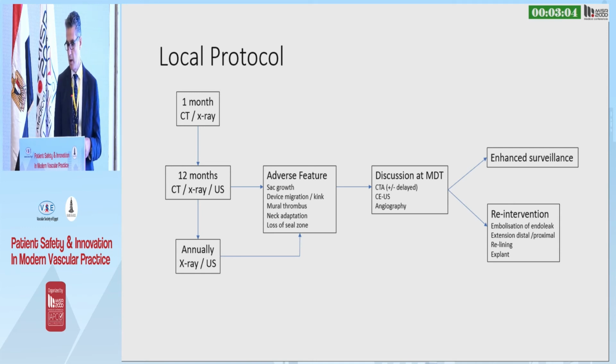If there is a decision to do something, they are investigated further, or it's obvious. Often there's a decision to do nothing because the seal zones aren't compromised. For example, the most common scenario is that the sac's still growing, the seal zones aren't compromised, so we just decide to keep them in enhanced surveillance rather than do anything for the time being.